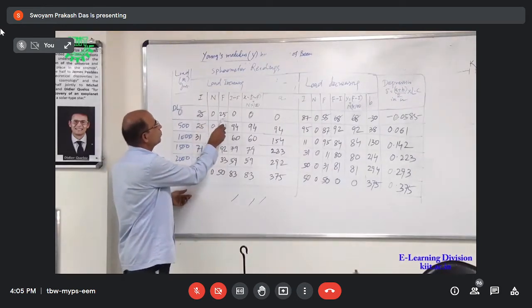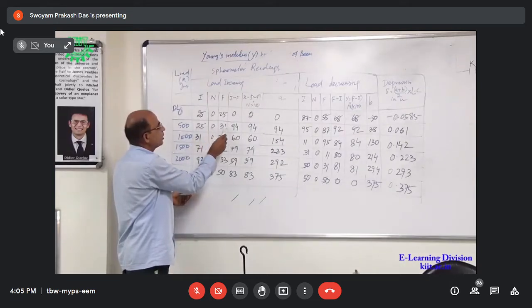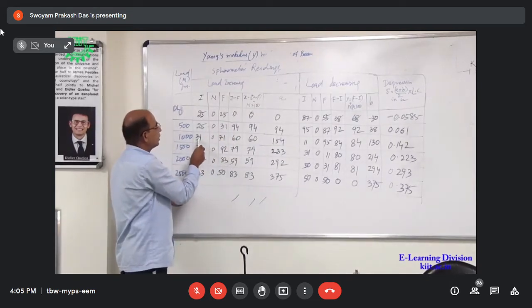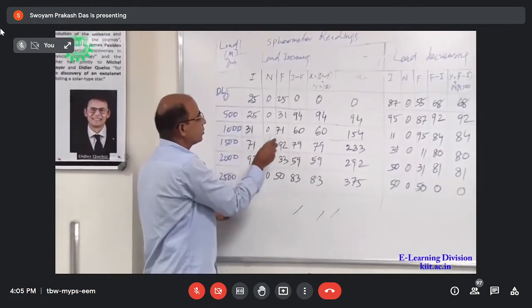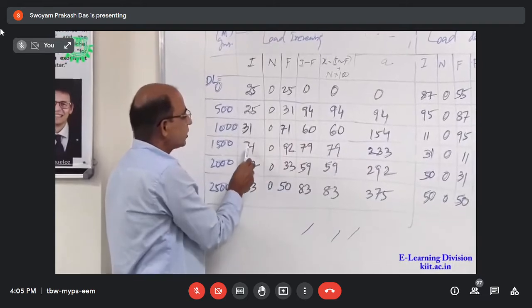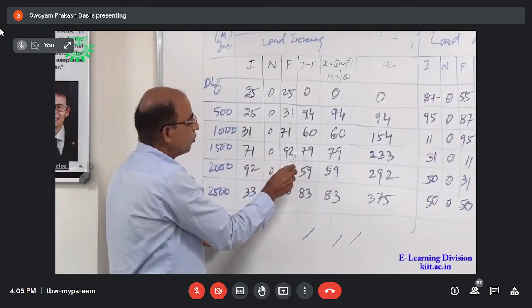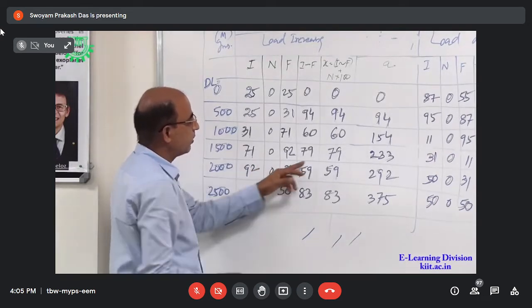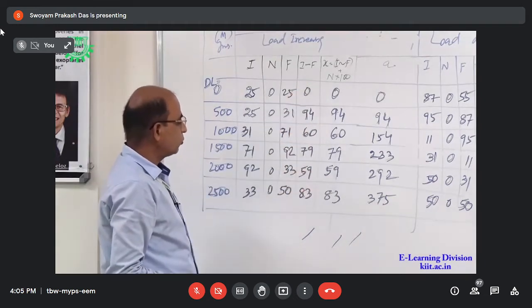So 25 minus 25, the difference is 0. 25 minus 31, here it is less, that is why 100 plus this, that is 125 minus 31, 94. Then 31 minus 71, here it is also less, so add 100, then subtract, it gives 60. 71 minus 92 is also less, adding 100, then subtraction gives 79. In this way, I minus F will be found out.